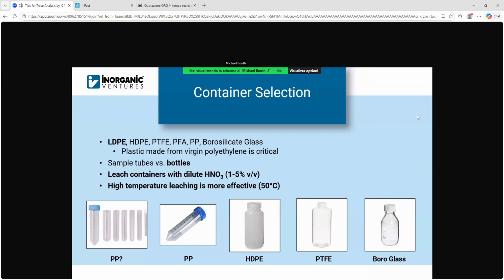All right, so container selection is first up. There are lots of different types of containers that you can select to hold your sample or hold your standards or your working standards.